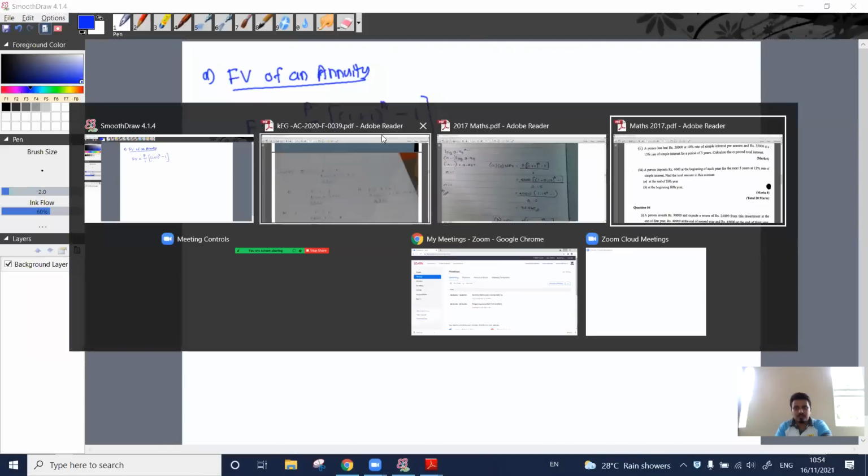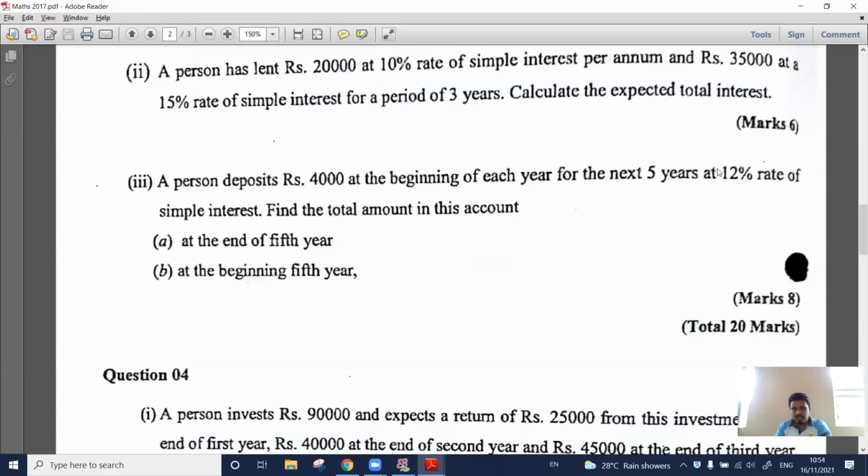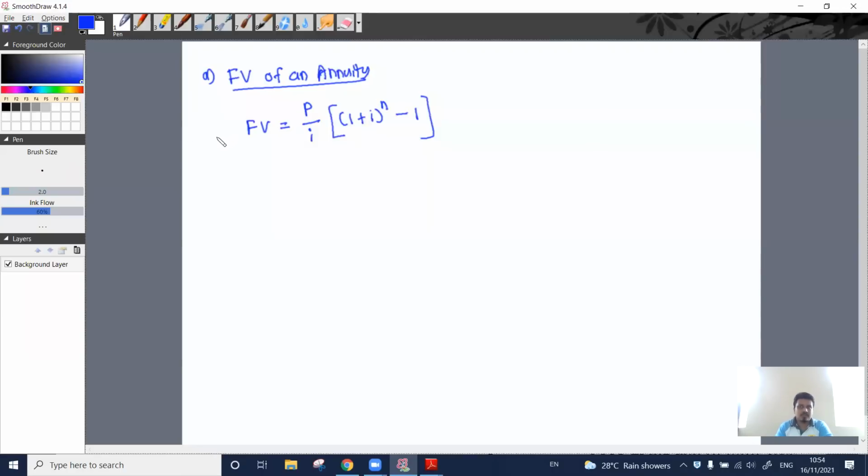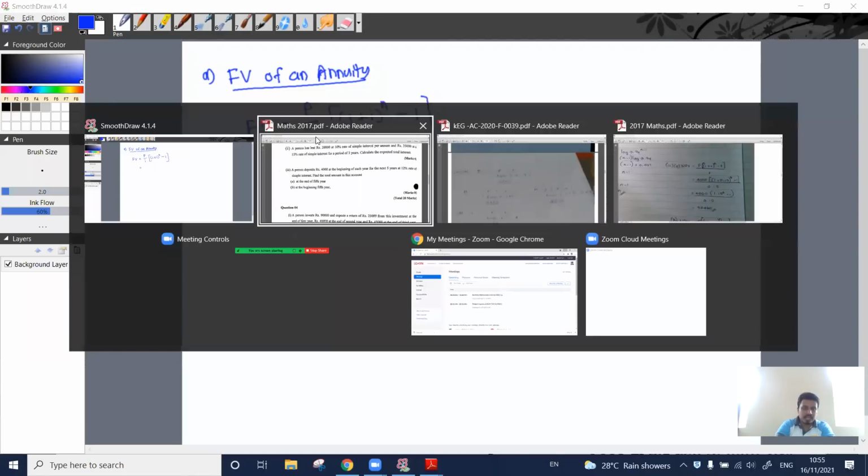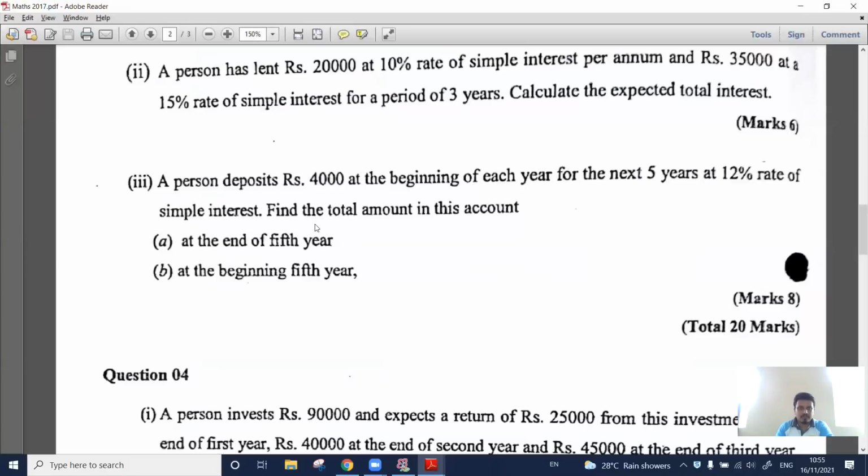And for the future value of an annuity, does it compound more than once a year? No. It is a 12% rate, so it does not compound more than once a year. So we can keep it as it is. No adjustment of i is required. At the end of the 5th year, we need to find the total amount in this account.